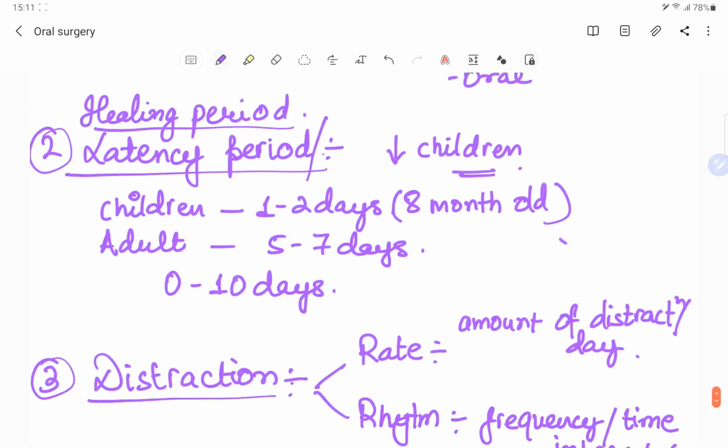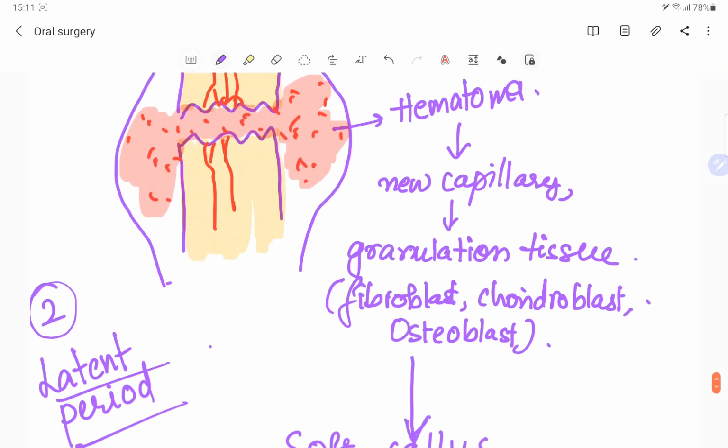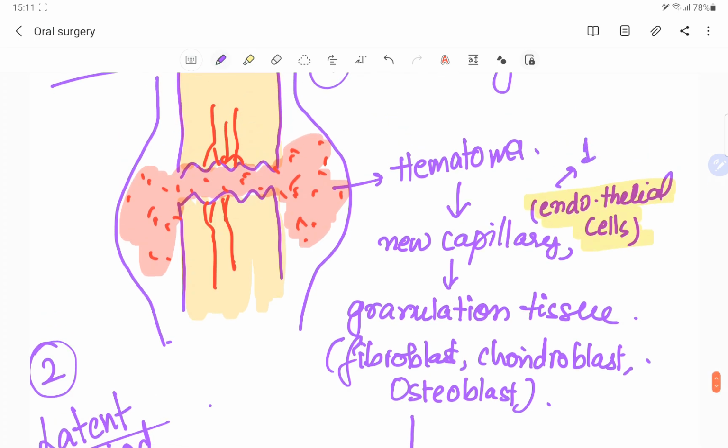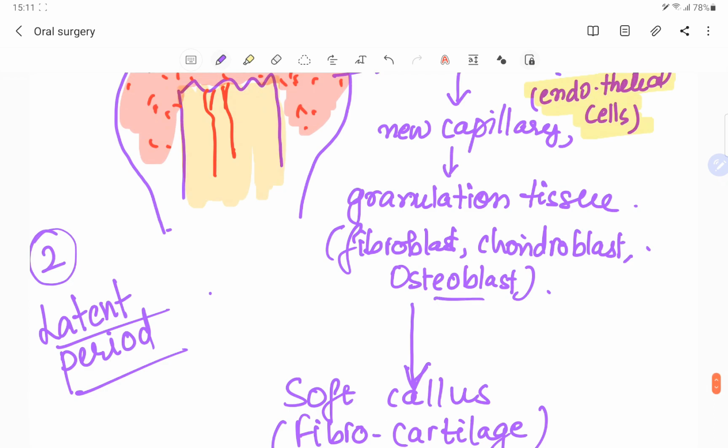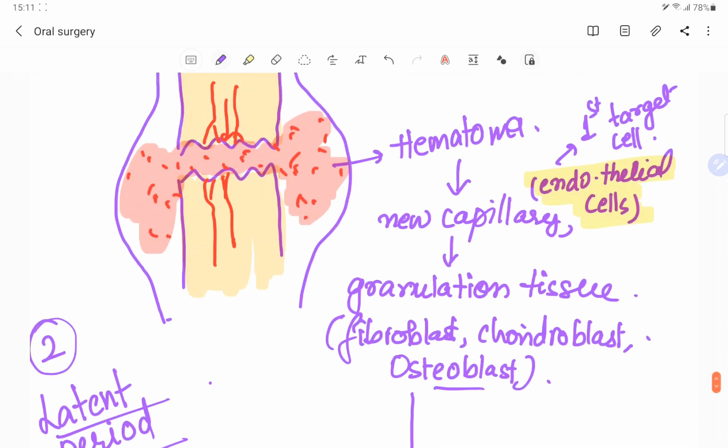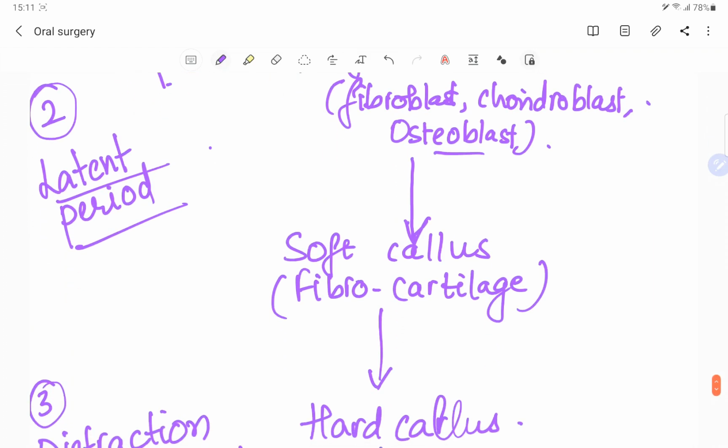So one more question can be asked is, which is the target cell, the first cell which is associated with the distraction osteogenesis? So that is the endothelial cells, right? Because the new capillaries are formed. Endothelial cells. These are the first target cells. Second target cell being our osteoblast and these osteogenic cells, right? So this is about the distraction osteogenesis.